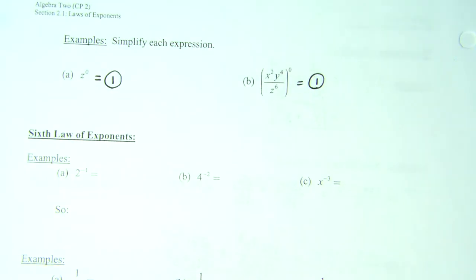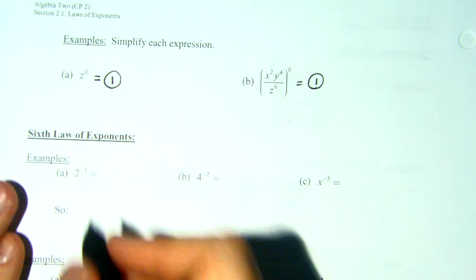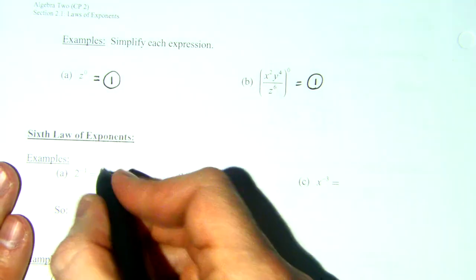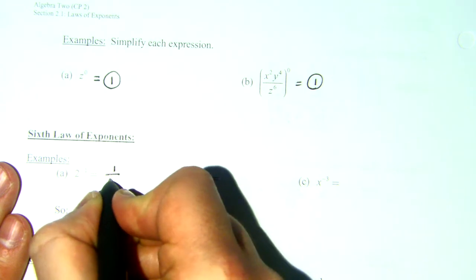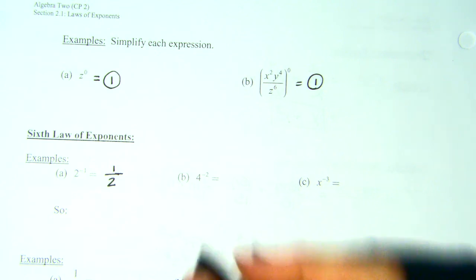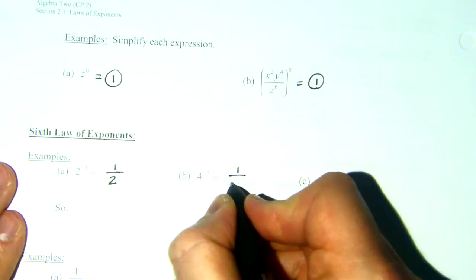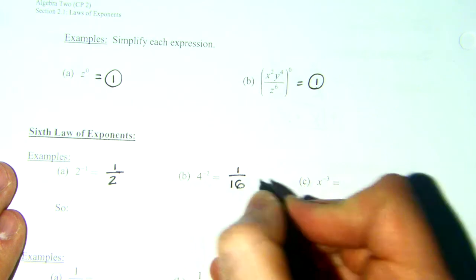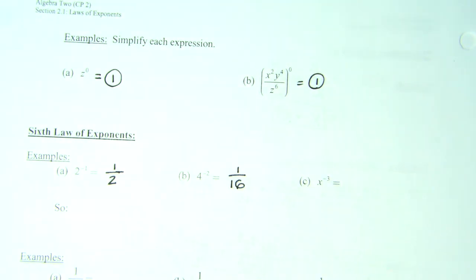Back in our notes. Law number 6, negative exponents. Go to your calculator. Tell me what 2 to the negative 1 is. I think it probably gave you 0.5. But if we write that as a fraction, we can say it's 1 over 2. See if you can do 4 to the negative 2 on the calculator and get a fraction answer. What is that as a fraction? If you were able to on the calculator, we should be able to get 1 over 16.